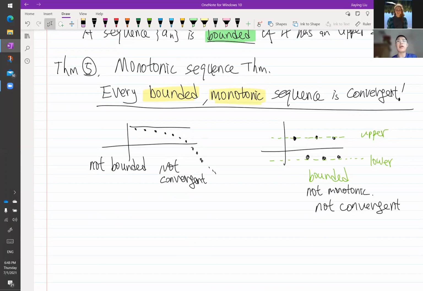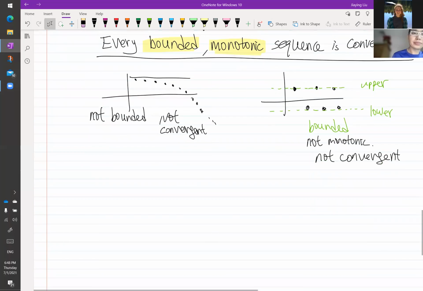Obviously, you might have a convergent sequence that's not monotonic. That's okay. What I'm saying is, if you go backwards, what we call the converse of this: every bounded monotonic sequence is convergent, but that doesn't mean every convergent sequence is bounded and monotonic, right? That converse is not true. Let me give you a couple of examples.